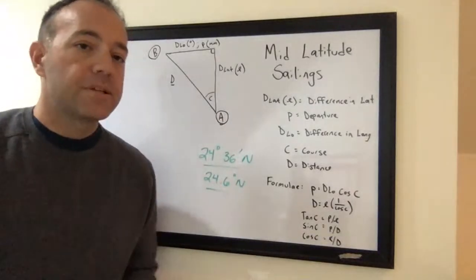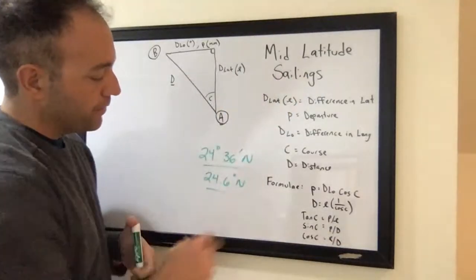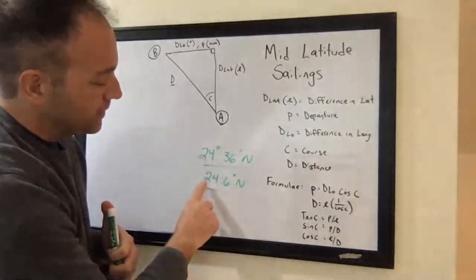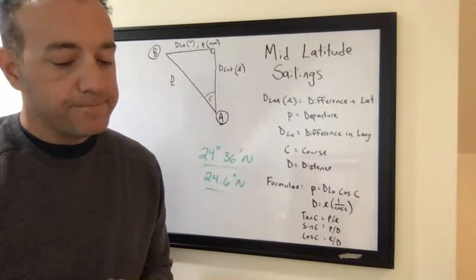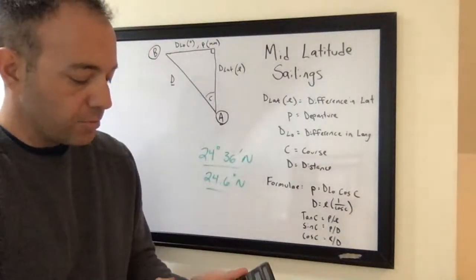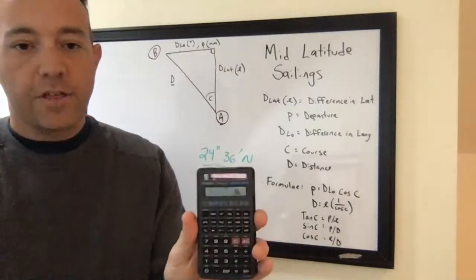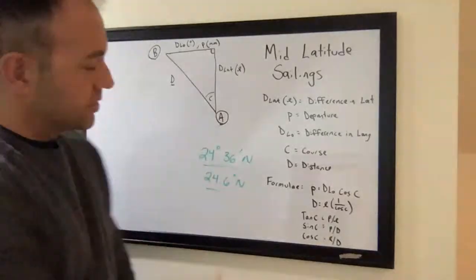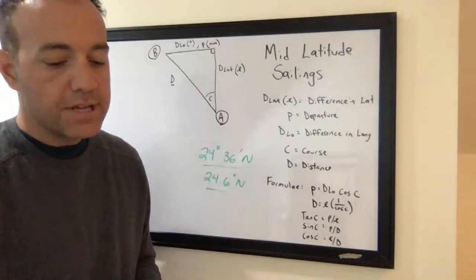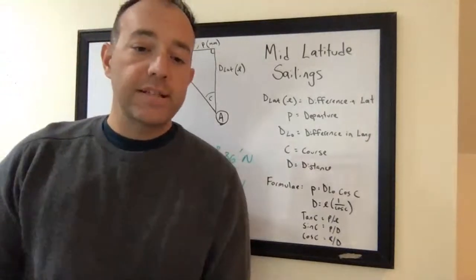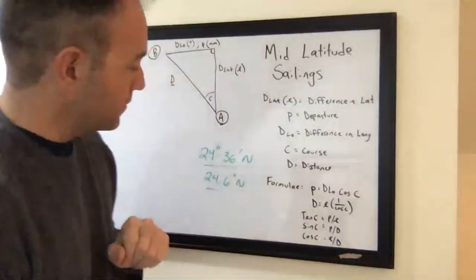That's a core competency that we're going to need to have when we solve these type of problems, or any sailings problems for that matter. Going in the other direction, if you take 24.6, just take the decimal on the end and put that into 60 as well, so 0.6 times 60 is going to give you back the 36 minutes. So divide going to decimal and then multiply going from decimal to arc notation. That's really the only skill set we need to have. I think we should probably just get right into the problems. I guess we need to talk about formulas first.